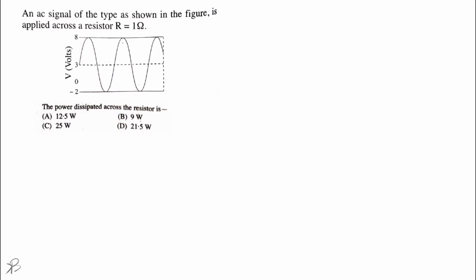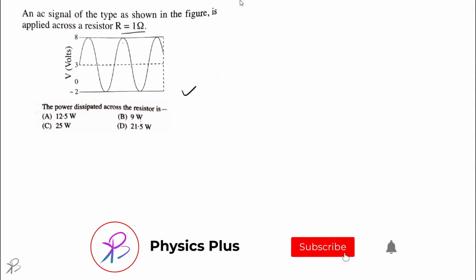An AC signal of the type as shown in the figure is applied across a resistance of 1 ohm. So this is the voltage graph, voltage versus time, and it is asked the power dissipated across the resistor. Now we know that power is voltage times current. Well, this is not that easy in this case, so let's try to see how we can solve this problem.